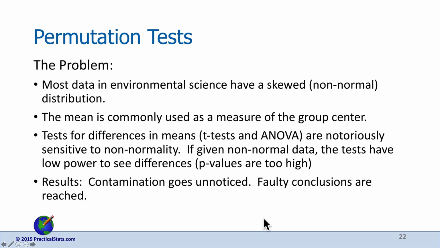Second topic is permutation tests. Very similar kind of thing. These are related to bootstrapping. They are resampling methods. And the problem, again, is that most data in environmental science are skewed. The mean is used as the measure of the group center, and then a test, usually t-tests or ANOVA, are run to see if the means differ. If they don't look like a normal distribution, in the past, people have either done non-parametric tests, that's great, and they're very effective. They just don't test for difference in means. They test for difference in medians or distributions.